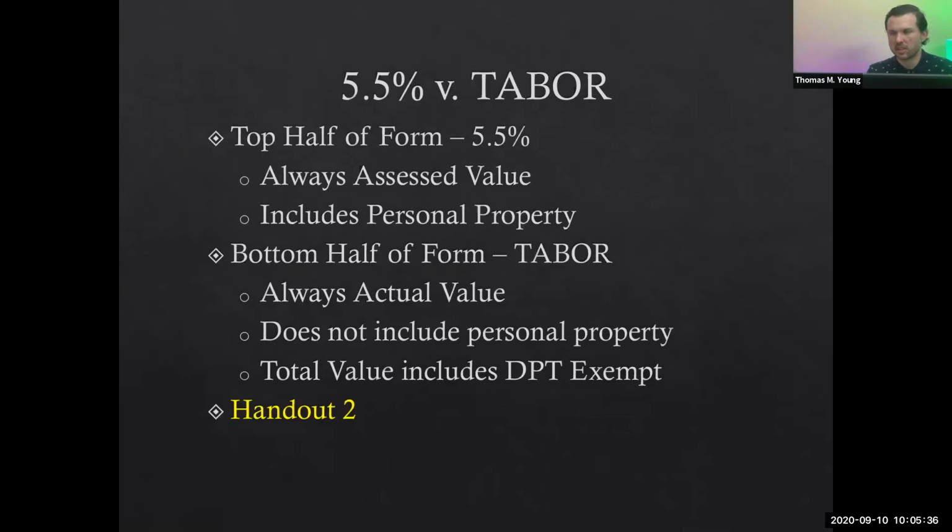So when we go through and look at some of those buckets of what falls into these categories, the personal property values are pulled out. And the total value for the TABOR calculation includes all of the DPT exempt properties. DPT exempt properties are the 11,000 or so properties across the state that are used for strictly charitable or religious purposes. So the assessor's office is supposed to have values on all of those and include them in that total value.